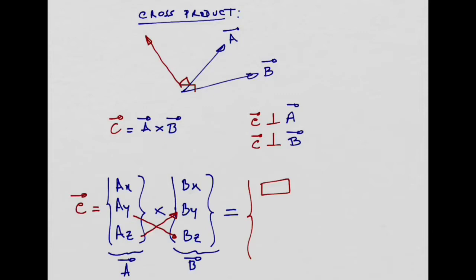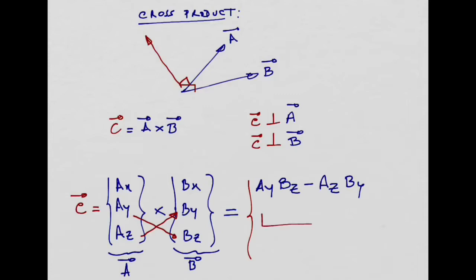So I'm going to put some signs here. This component here is going to be, look at this, AY times BZ minus AZ times BY. That's why they call this the cross product. We are doing a cross product, right? This is for the x component.